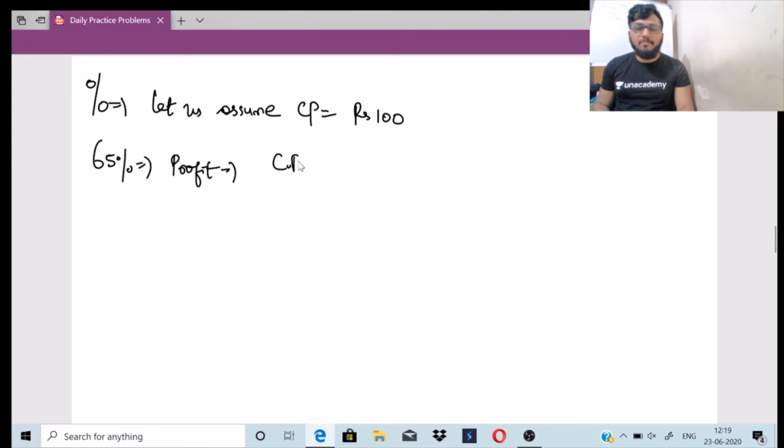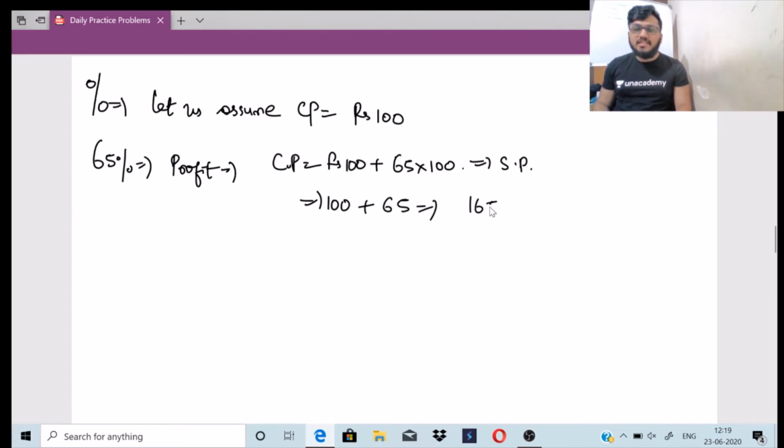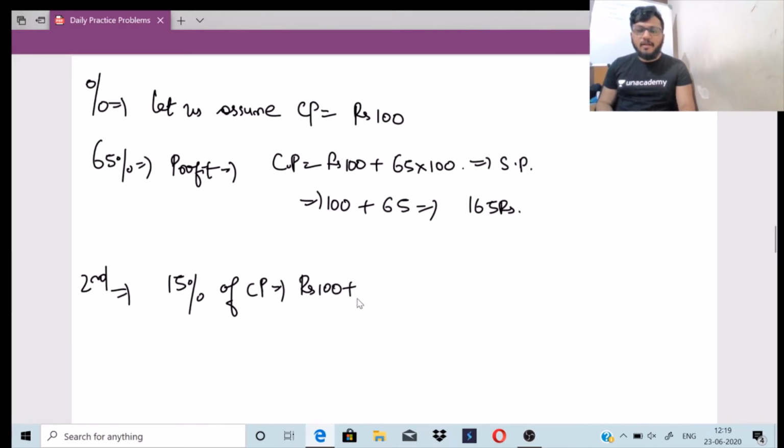So if CP is 100, then 65% of 100 will give my selling price. So 100 plus 65% of 100, which is 65, so 165 rupees will be my selling price. What is the second thing they have told? 15% cost price has been increased. So that is also rupees 100 plus 15% of 100, which is the new CP, right?